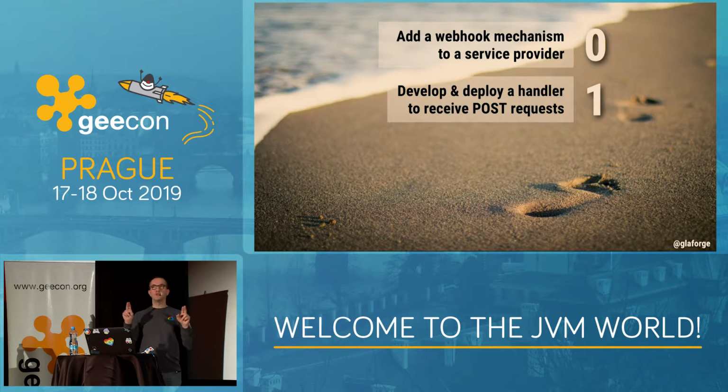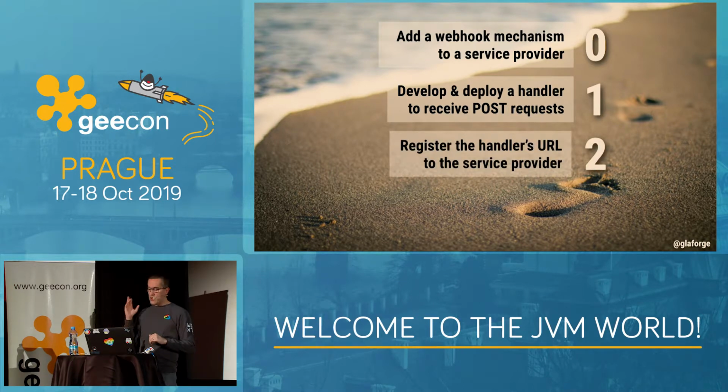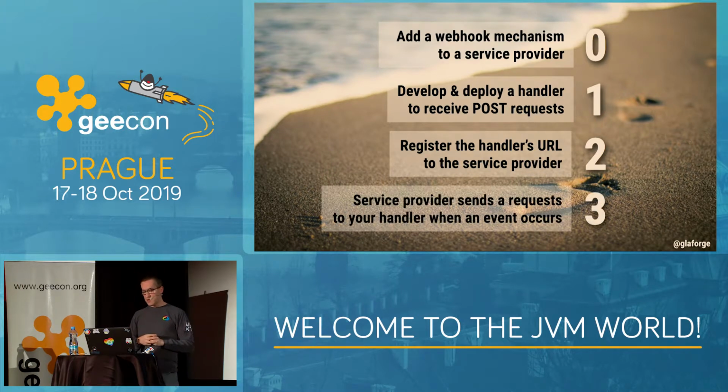From the consumer perspective, you also have to develop and deploy your handler and host it somewhere, whether it's on-premise, in the cloud, or wherever else. And you have to be ready to receive POST requests. Then you have to register the handler's URL to the service provider, whether it's through the UI or through a dedicated API, it doesn't matter much. And last but not least, whenever an event occurs, the service provider is going to call your handler. All right, so those are the basic strokes, the big steps.